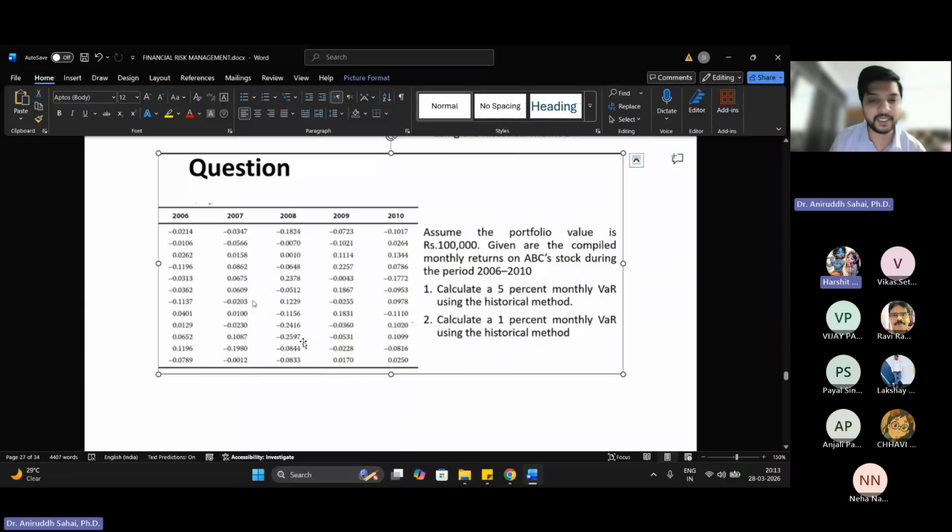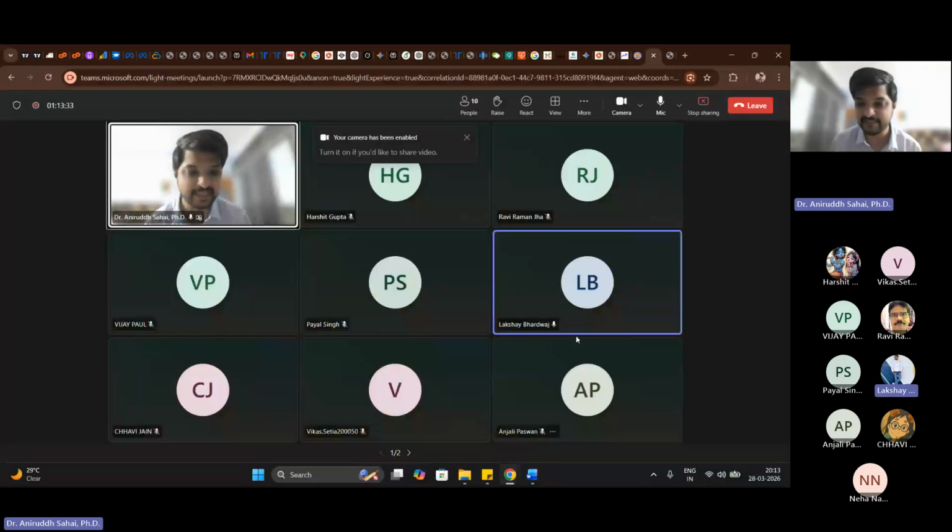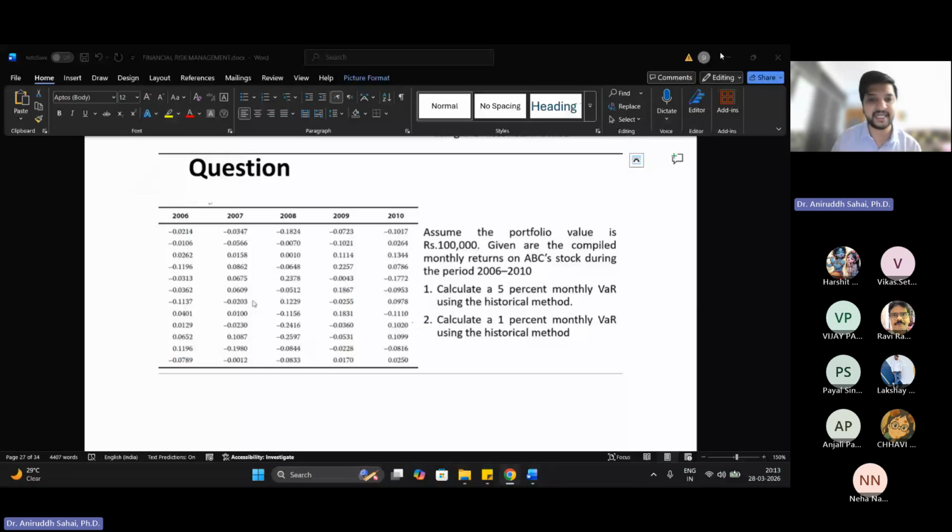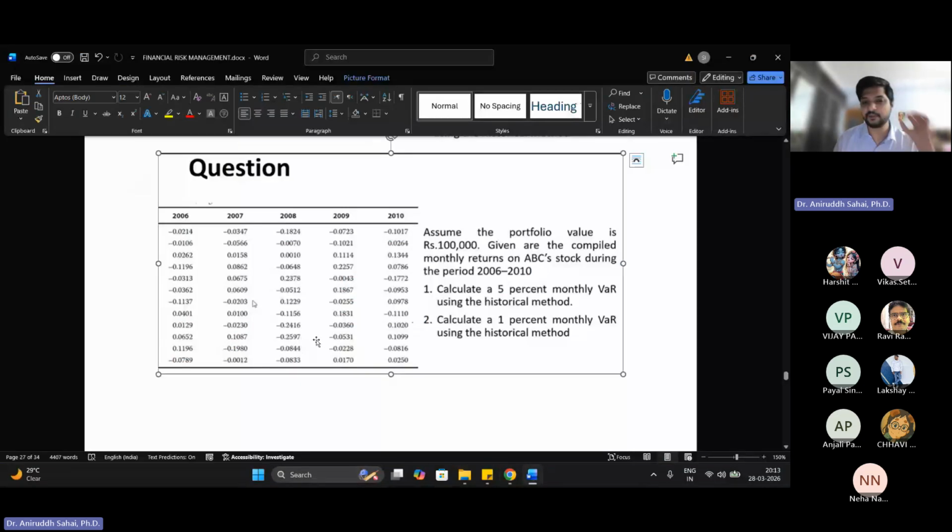Minus 25.97 is the lowest observation, I think, over here. Okay. Sorry, do you have a question? Anyone has a question? 2008. Look at the third last month in 2008. 25.97% over here. Sir, why did you choose 2008 only?